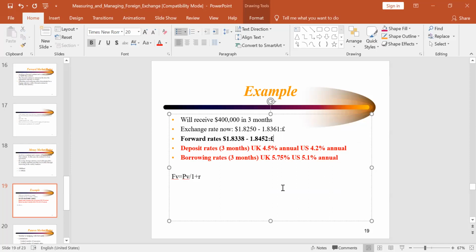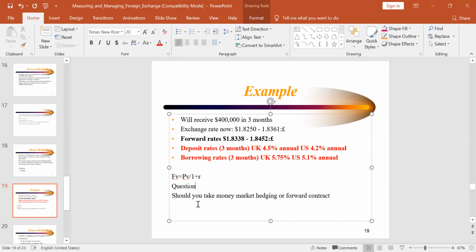Now the question is, should you take money market hedging or should you take forward hedging? Should you take money market hedging or forward contract? That is the question.